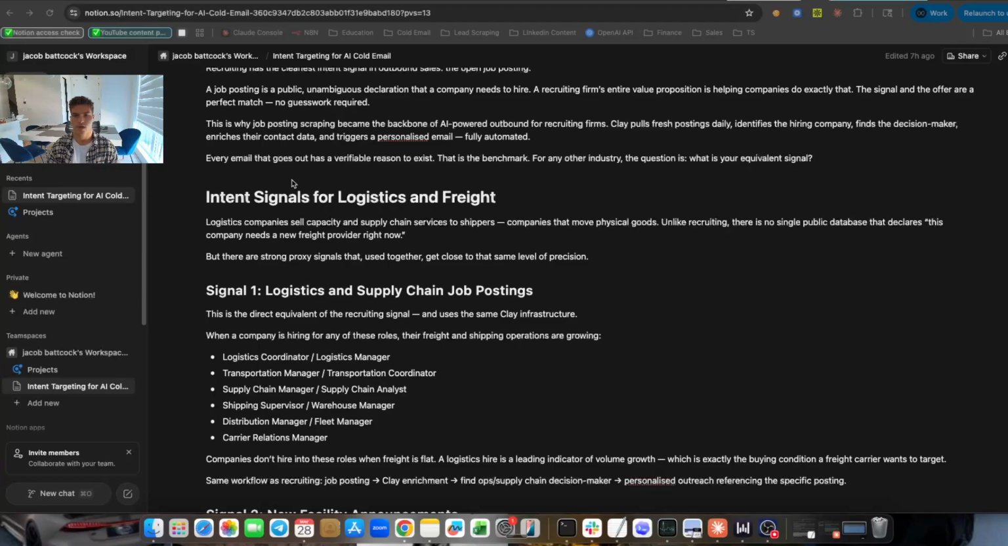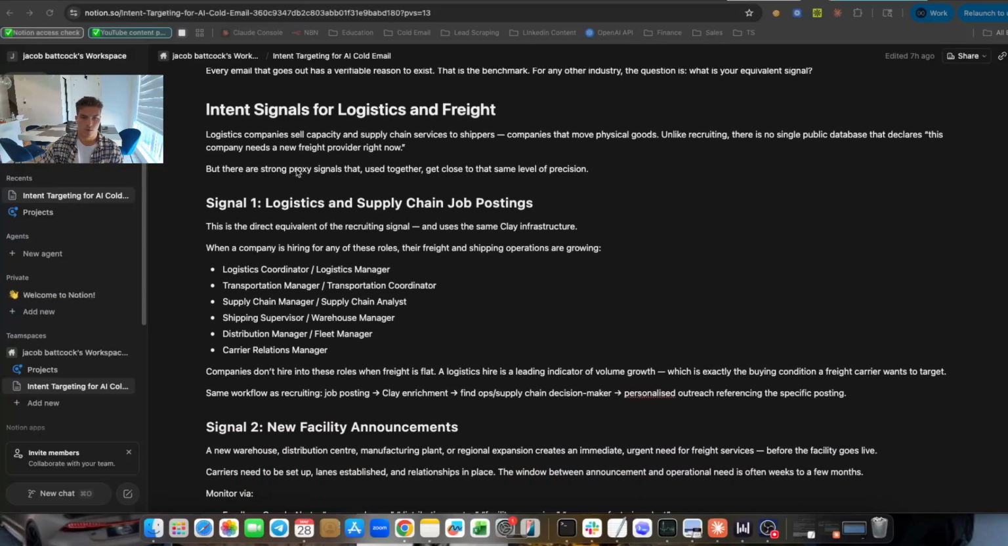If you match the jobs with the job postings and match them with the decision makers at those companies, you've got an intent-based lead list built, ready to go very simply. So every email that goes out has a verifiable reason to exist, and that's the benchmark. So for any other industry, the question here is, how can we replicate this signal across different industries? So what we're going to cover today is specifically intent signals and intent targeting, specifically for logistics and freight companies.